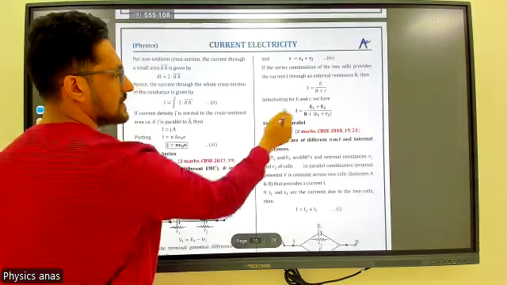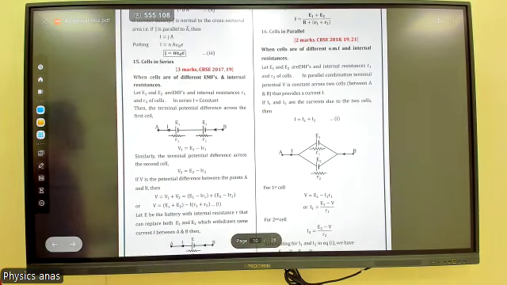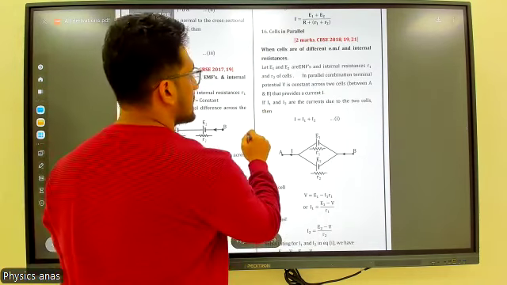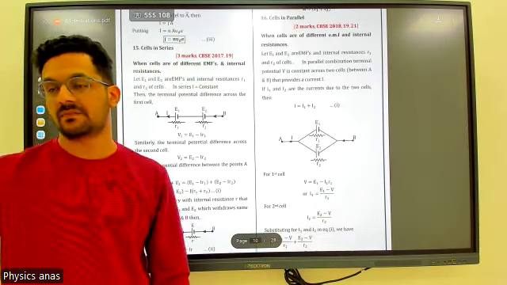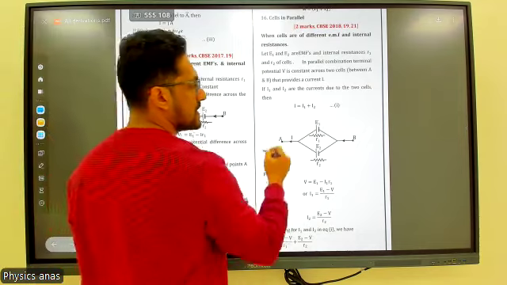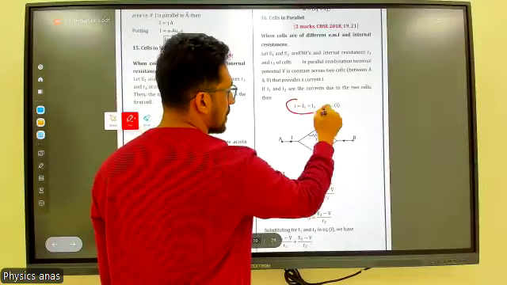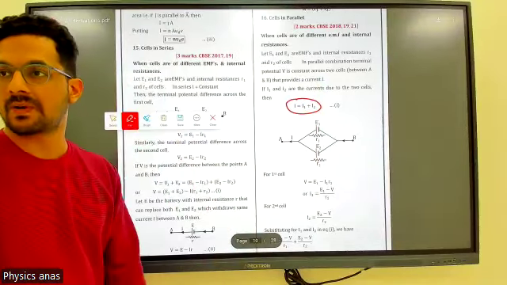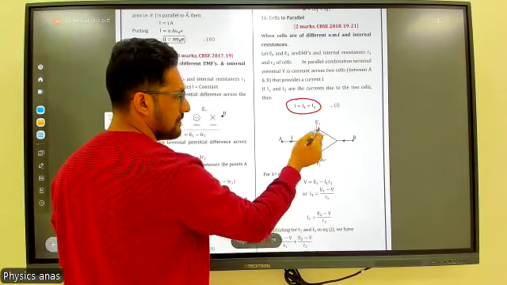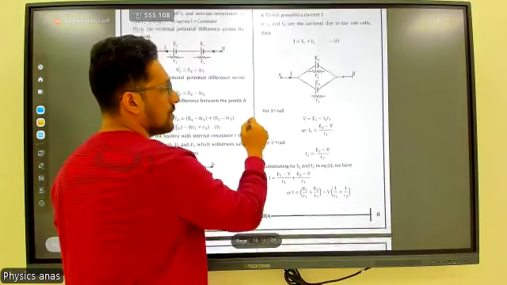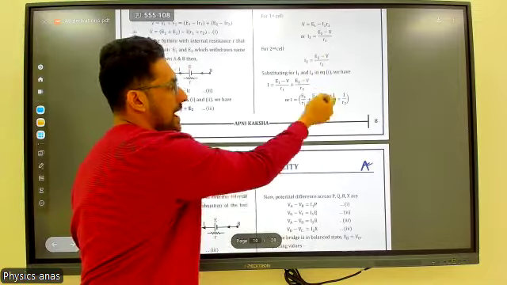Now, resistances in parallel, sorry, not resistances in parallel. Cells in parallel. If the cells are in parallel, who is splitting? Current is splitting. I is splitting into I1 and I2. So I is equal to I1 plus I2. For the first cell you can find I1, for the second cell I2, then you can add them.